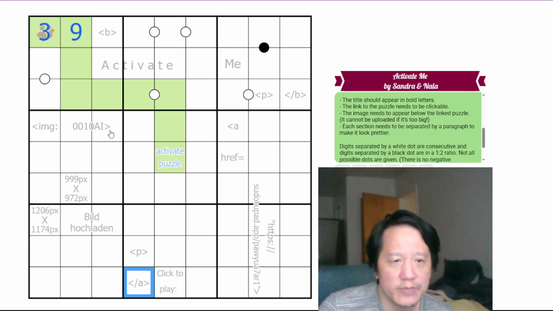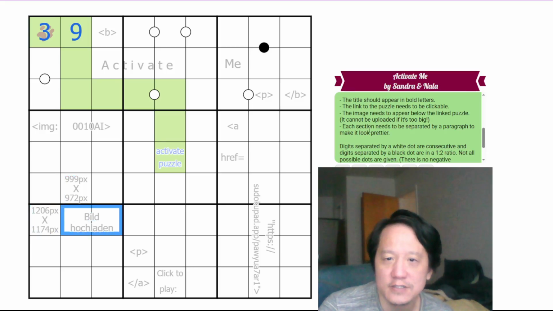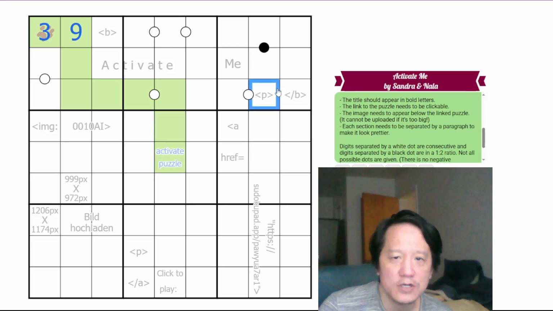And the image has to start with the IMG. I don't know what these are. I don't know what Bild hochladen is. And each section needs to be separated by a paragraph. So there has to be a paragraph between the title and the link to the puzzle, and between the link to the puzzle and the image. So these P's have to be between those.